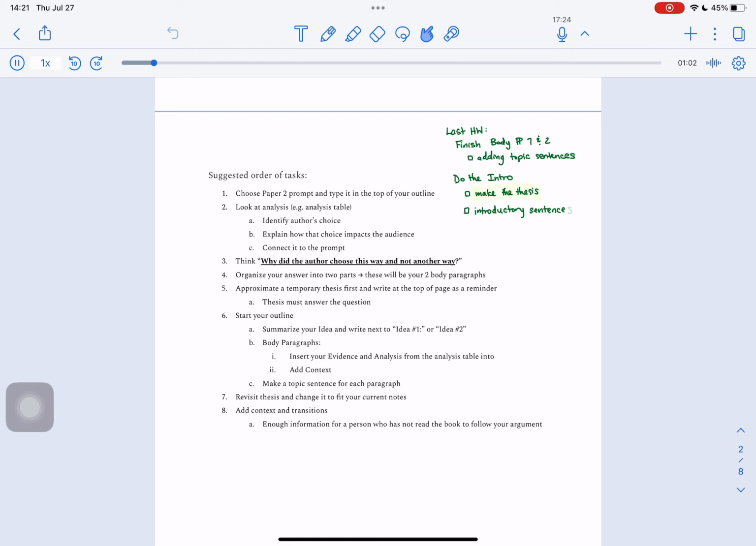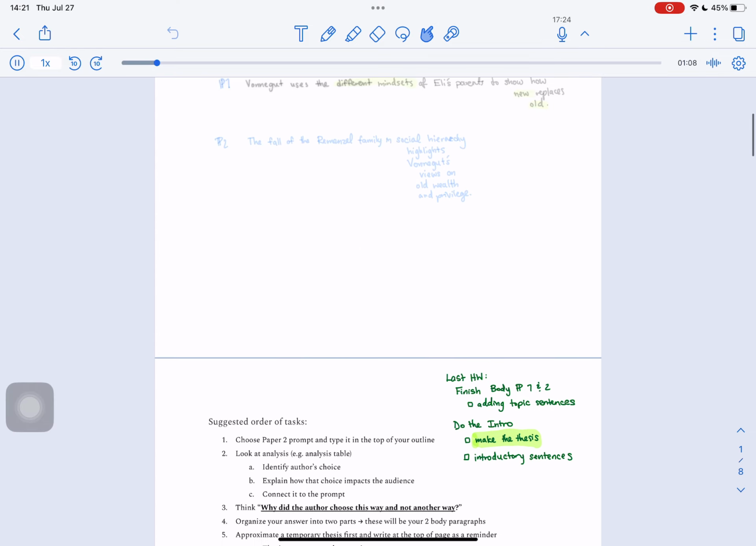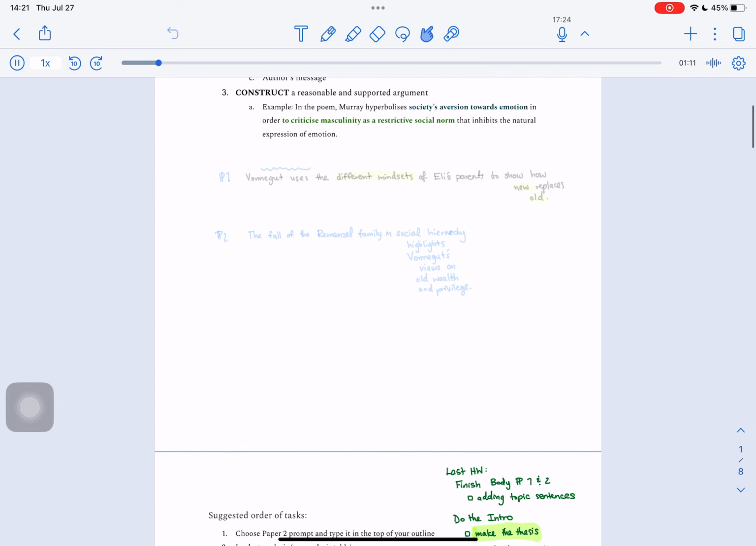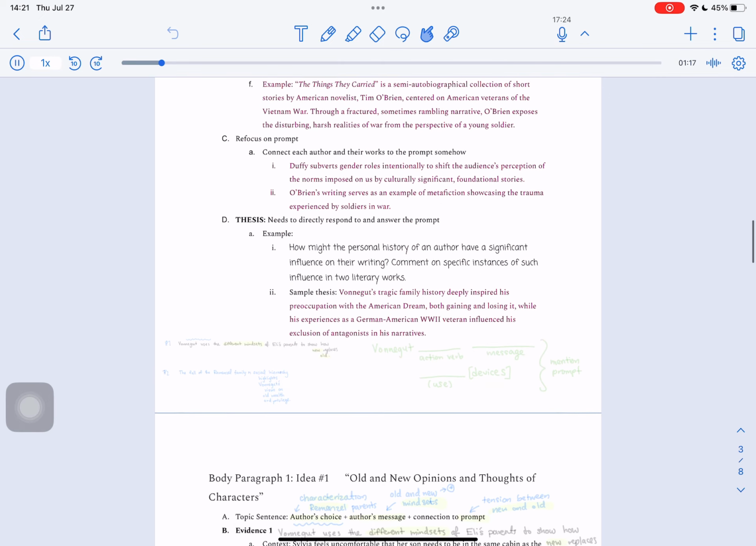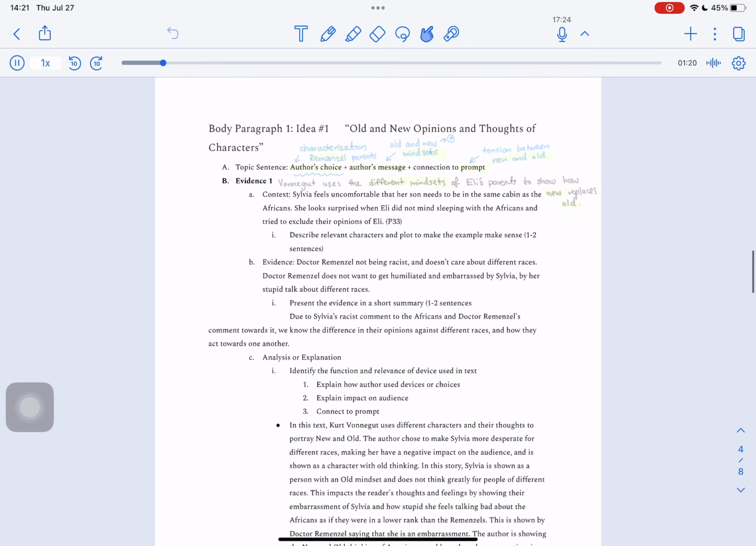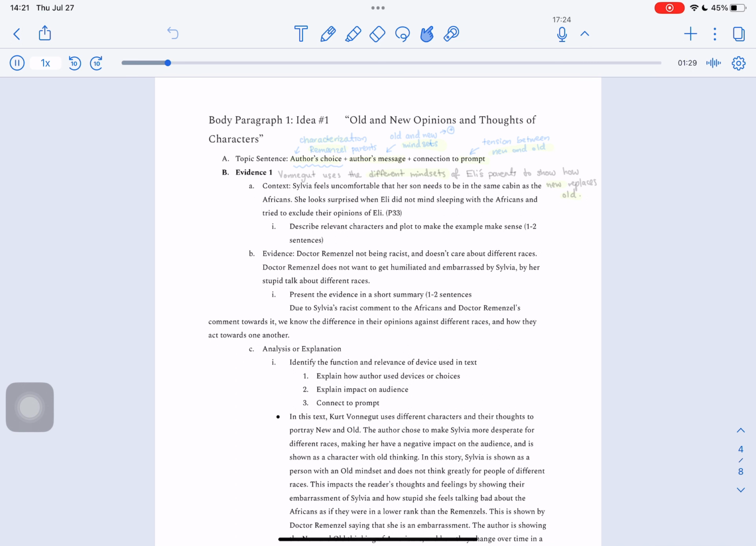So then the real bulk of the homework is going to be this thesis, which I was hoping to have enough time to help make with you, but we're going to do Genta's, and then we're going to see if I can help the rest of you. And then adding topic sentences. Okay, so we're going to move down. We are talking about old and new opinions and thoughts of characters. That's his big idea. Now in our topic sentence, we have to talk about the prompt, right? We have to talk about the author's message, maybe, and the author's choice.